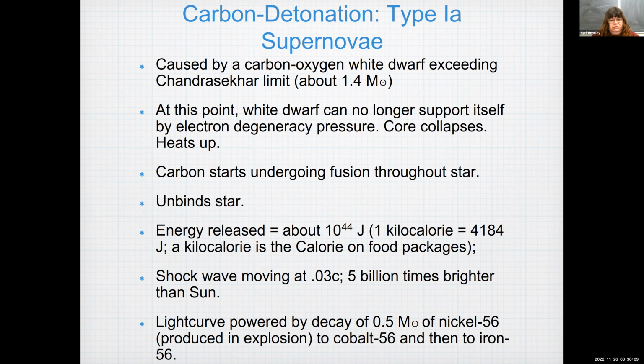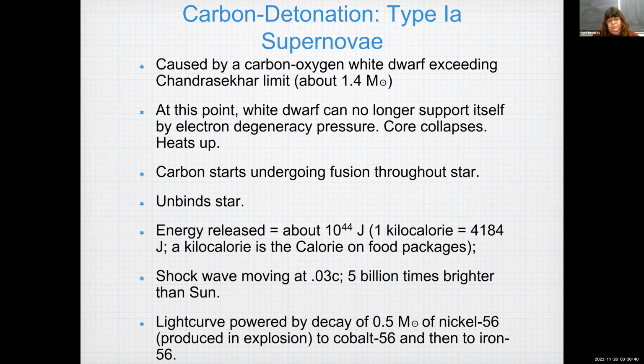It releases a lot of energy. It's about 10 to the 44th joules. Let's just say a lot. And you get a shock wave moving outward at roughly 0.03 times the speed of light, and they're about 5 billion times brighter than the sun. The one thing with this type of supernova, they all have about the same brightness, so we use them to get an estimate of distances to the galaxies they occurred in.